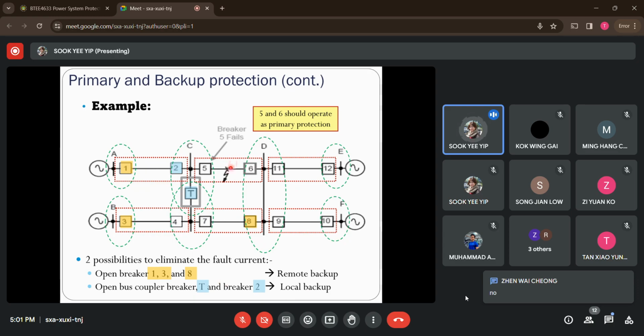So seeing as here, right, at substation C here, we also have breaker 4 and 7. Why do we not identify these as the local backup for this fault? Can you try to think why is it so?